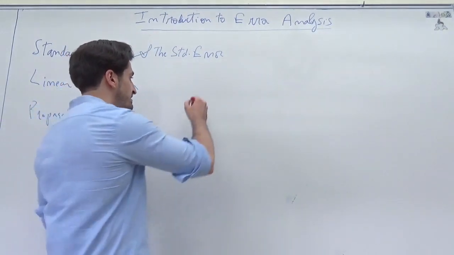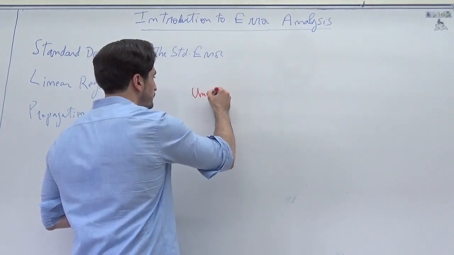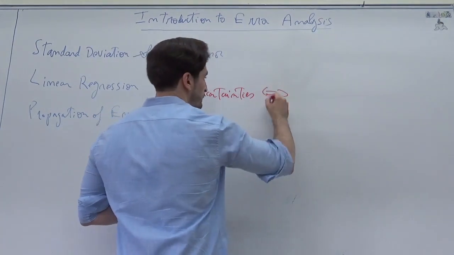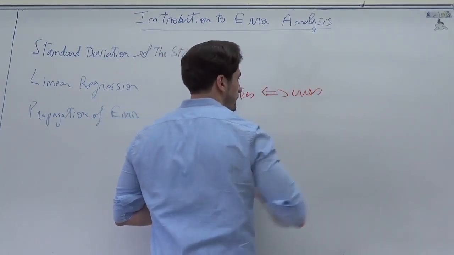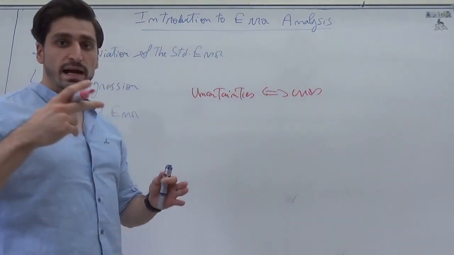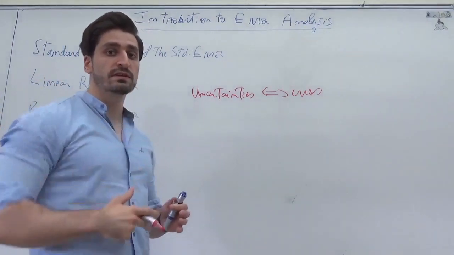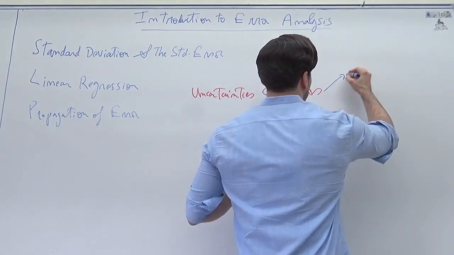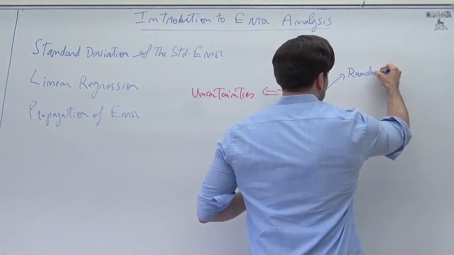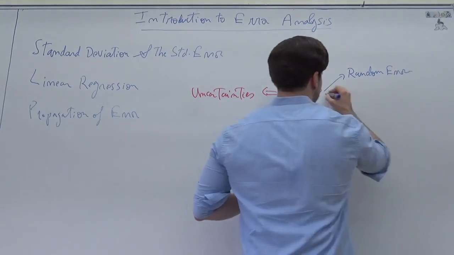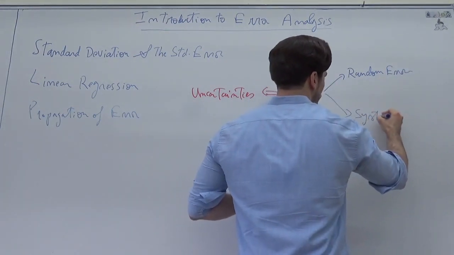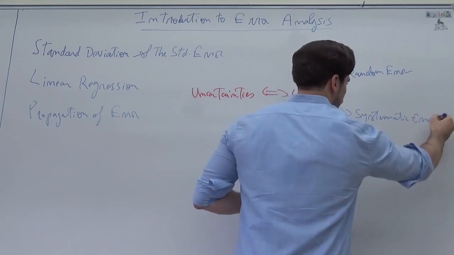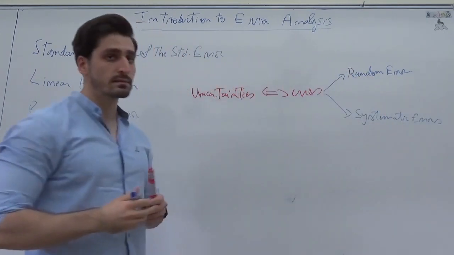So first off, we can start by defining the uncertainties to be a certain type of error. And errors in that case can actually be split into two different categories. We can distinguish the random errors and we can distinguish the systematic errors.